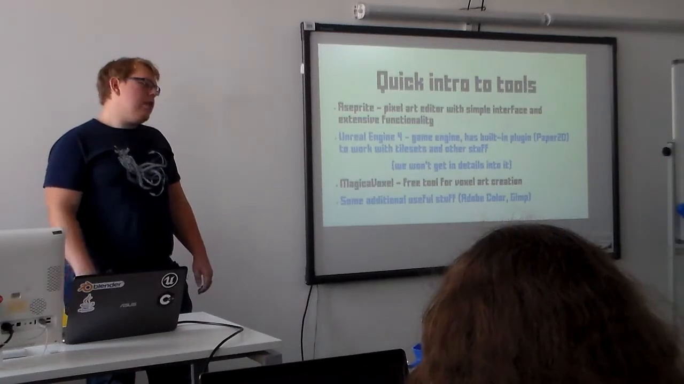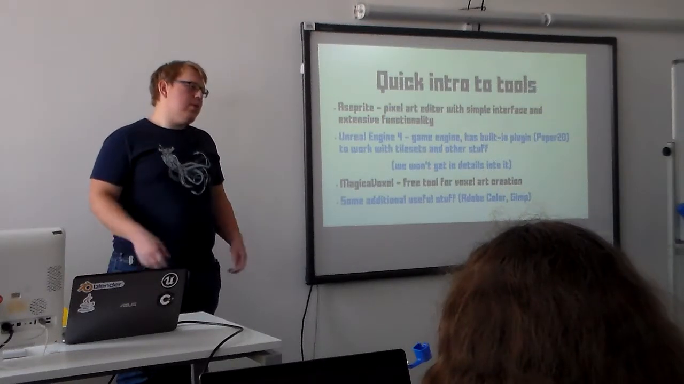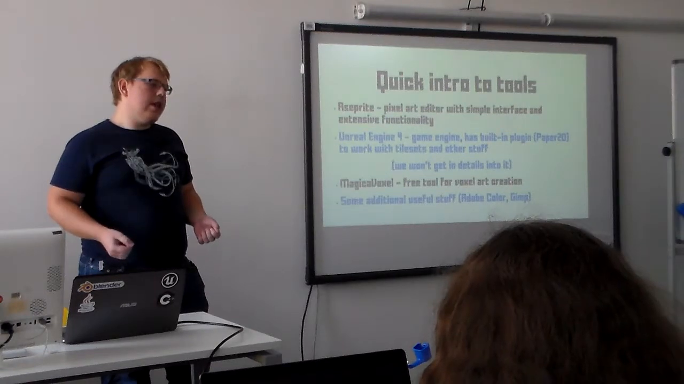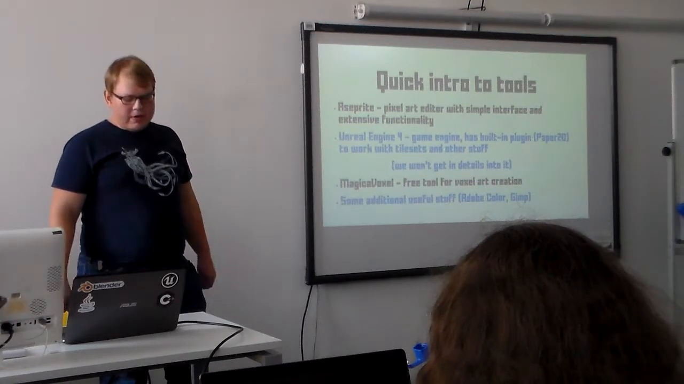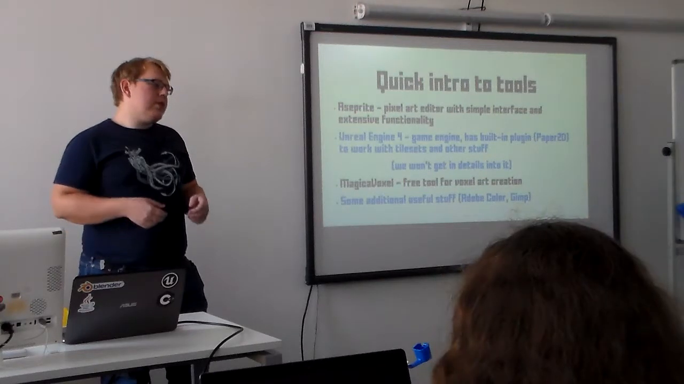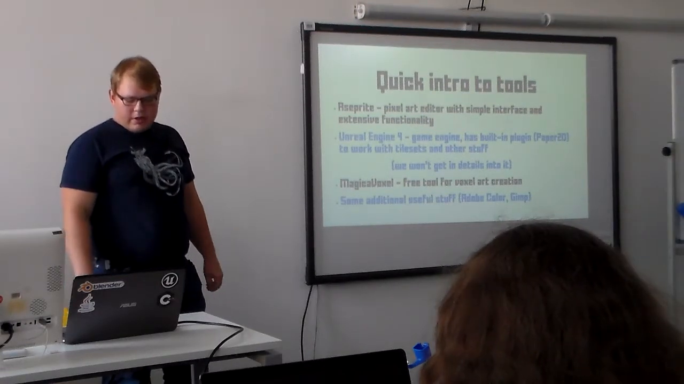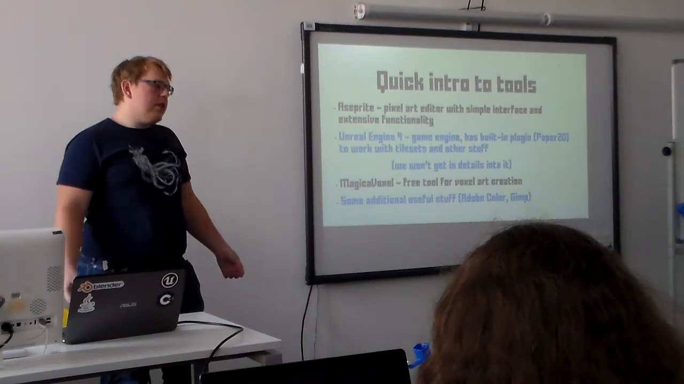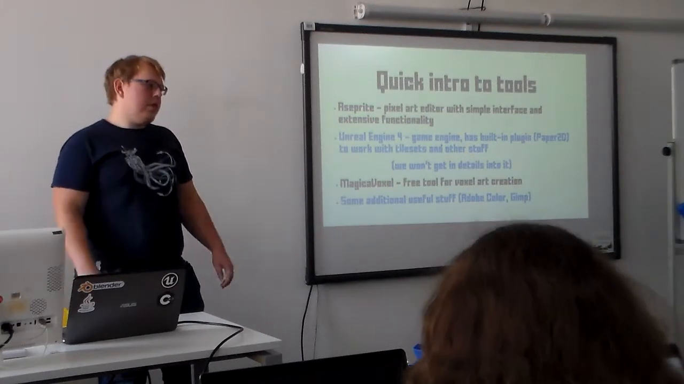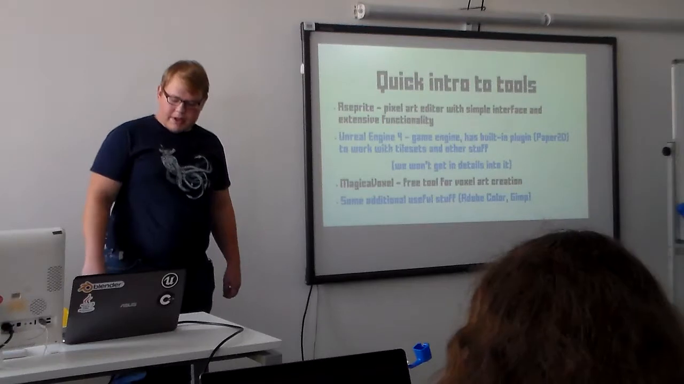MagicaVoxel is also a cool tool, which allows us to make voxel art. Voxel art is another field of graphics, but I tried to work with voxels, and I didn't really like how the scenes look, because you really need more voxels to make it good for a game. And talking about voxel animation, it's even more problematic. Also, we can use some additional useful stuff. I'll show you Adobe Color, a nice online tool for checking palettes, and GIMP. We can use it for some transformation of art, and we'll also use it for creating normal maps for a pixel art game.